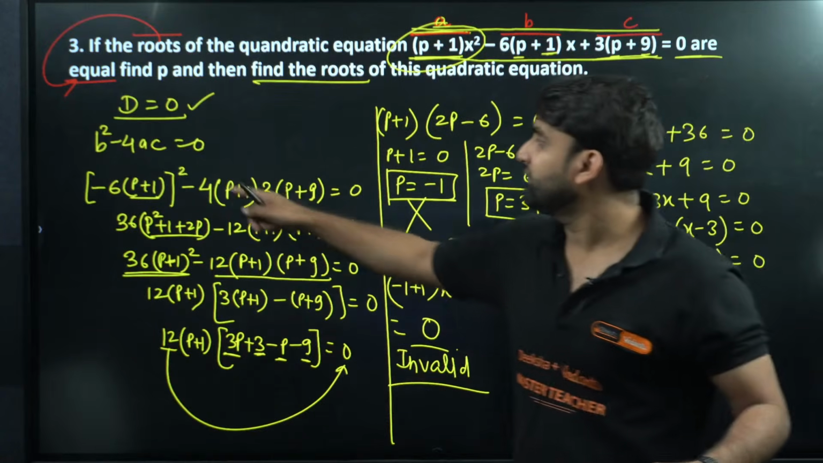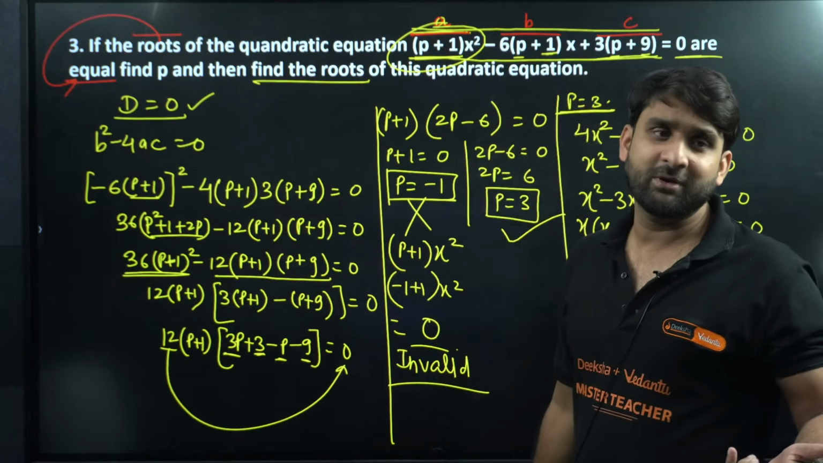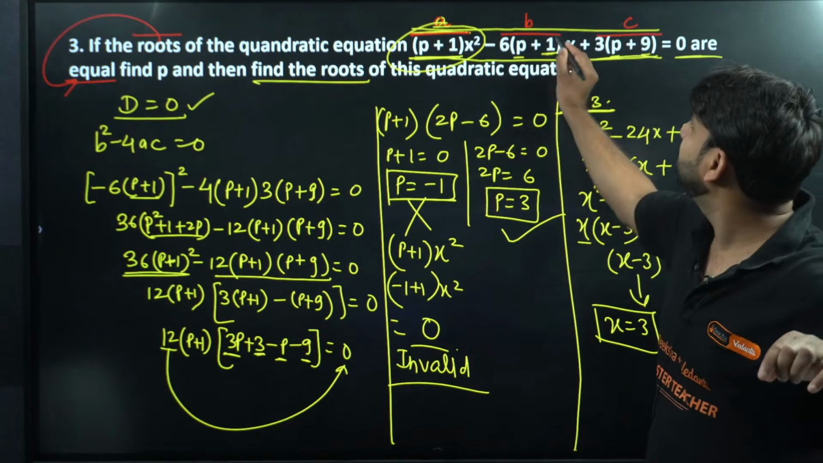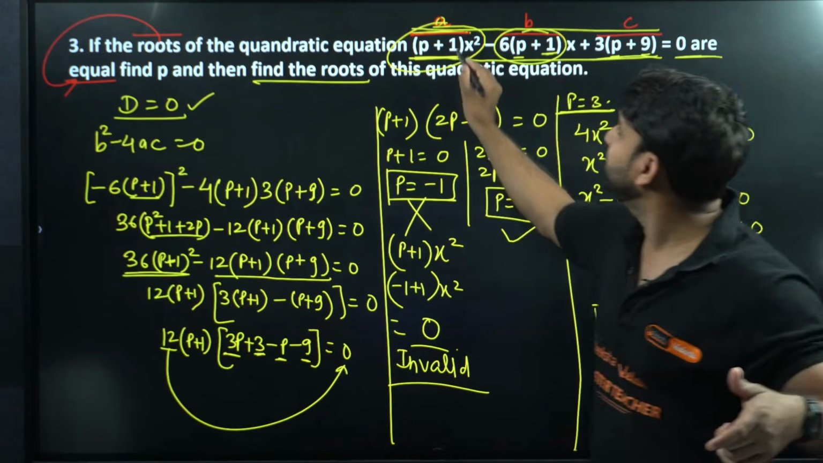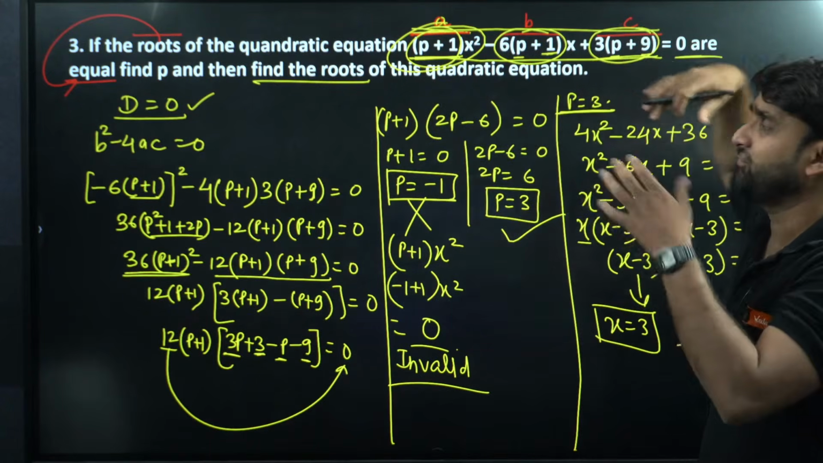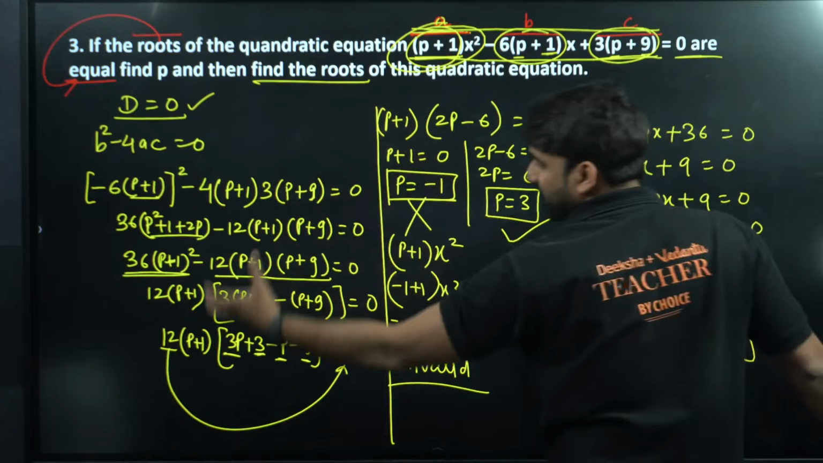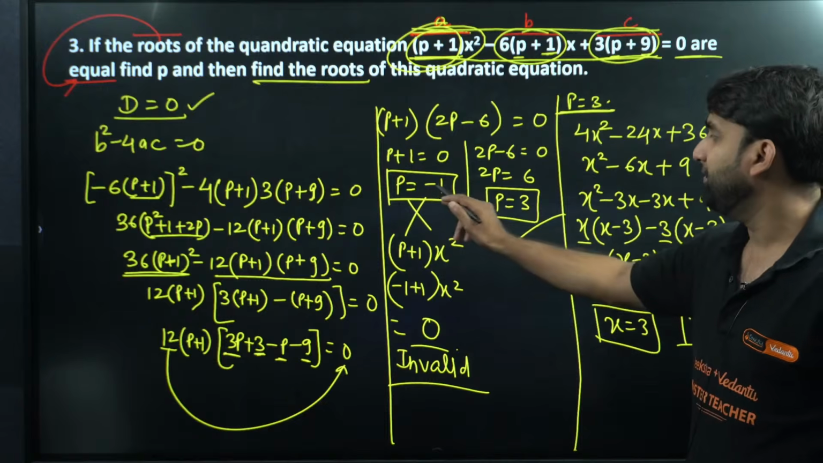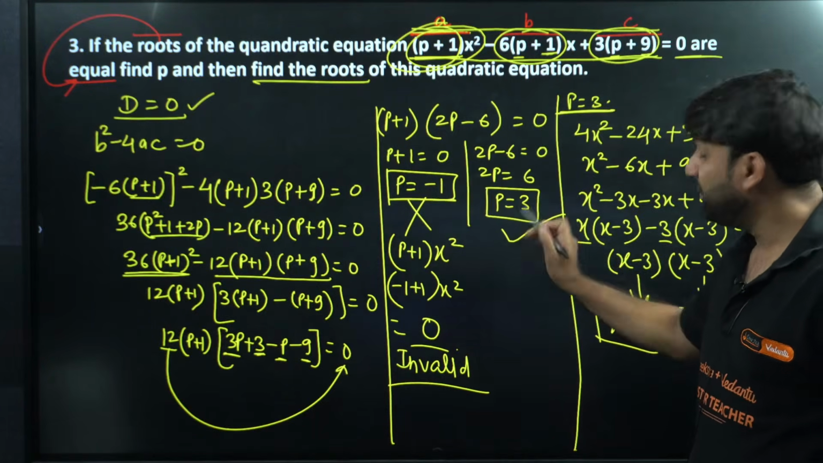So after putting the formula, b square minus 4ac equals 0. B is what? Coefficient of x. So this is b here. A is what? Coefficient of x square. And c is what? The last term is called c. After putting the values and solving mathematically, we have two values of p: p is equal to minus 1 and p is equal to 3.